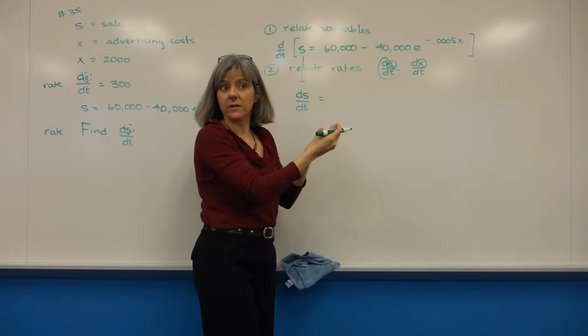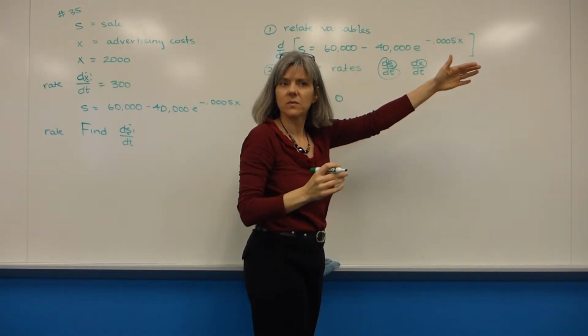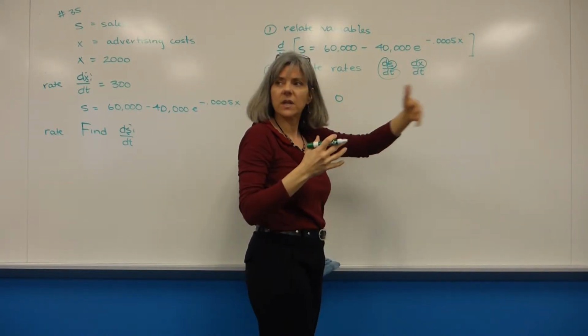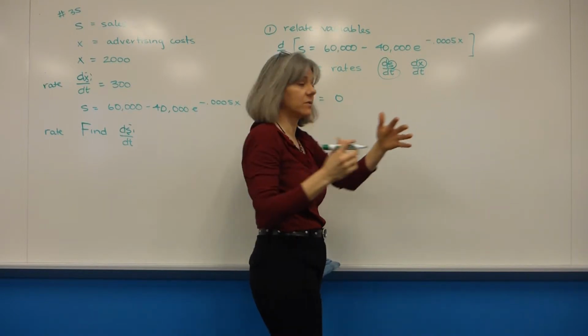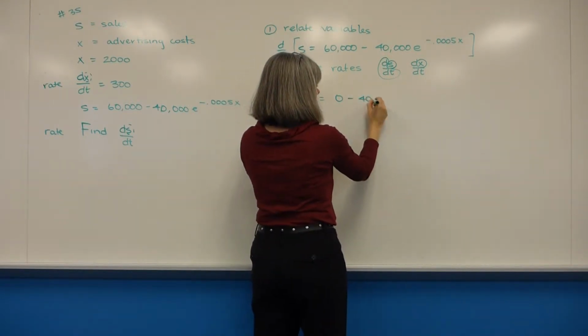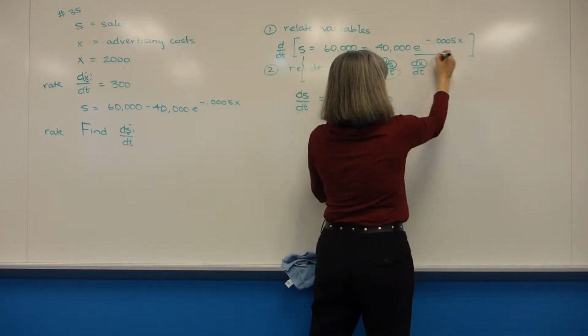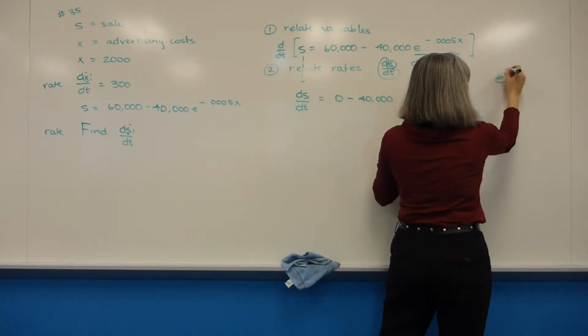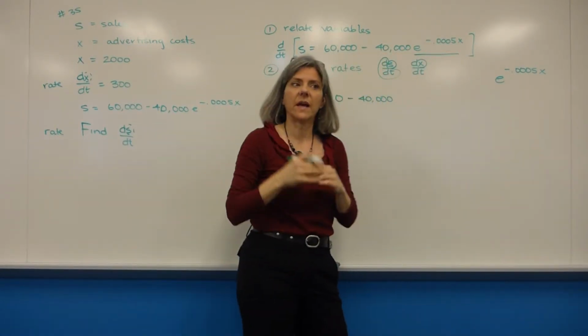60,000, derivative of that is 0. Minus 40,000 times, what do I do with that? That just carries through, right? Addition, subtraction, multiplied by constant carries through. So minus 40,000 times the derivative of this. So let's just pull that off to the side and consider that. I need to find the derivative of that.